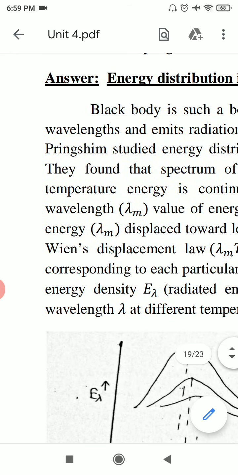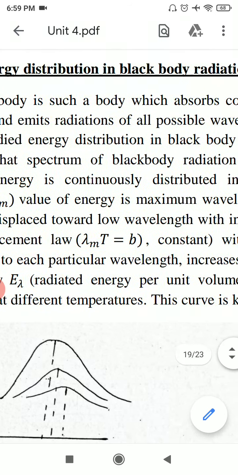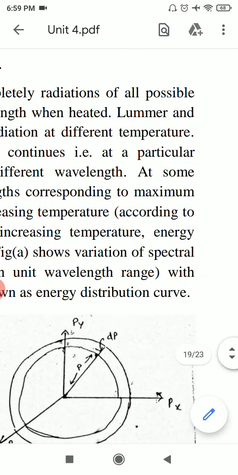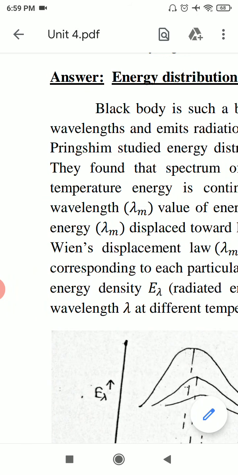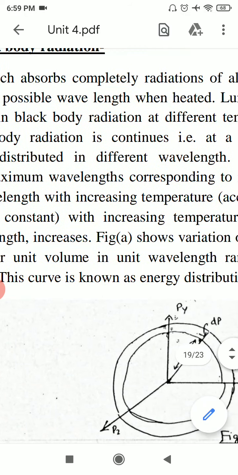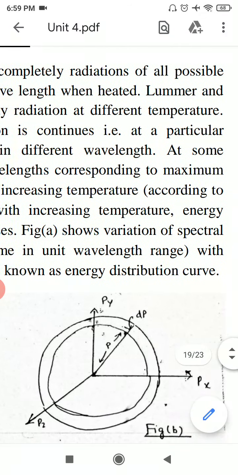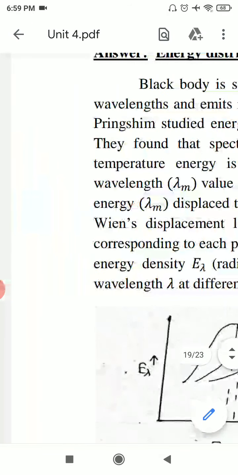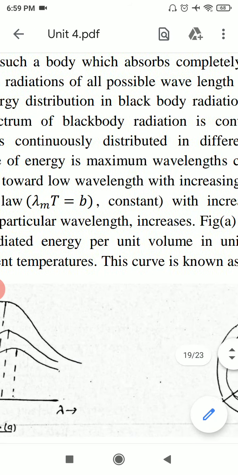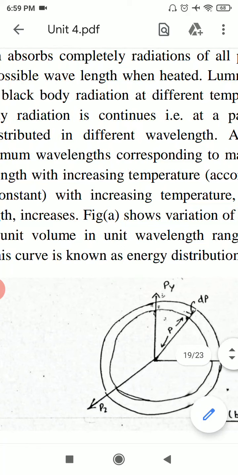Lummer and Pringsheim studied energy distribution in blackbody radiation at different temperatures. They found that the spectrum of blackbody radiation is continuous. That is, at a particular temperature, energy is continuously distributed in different wavelengths.